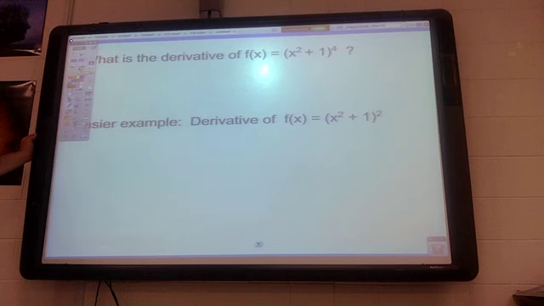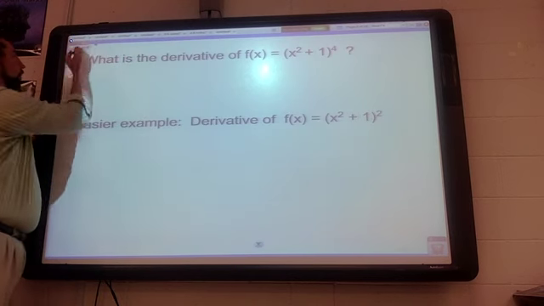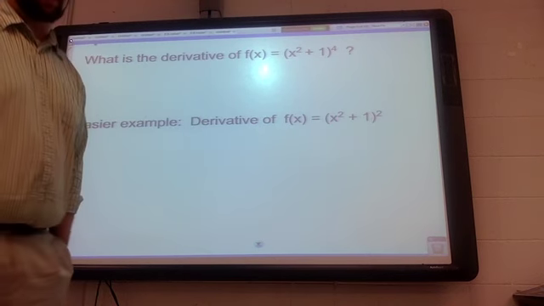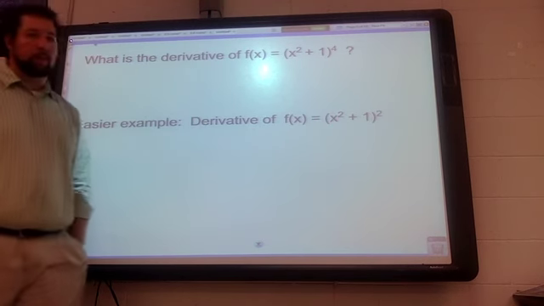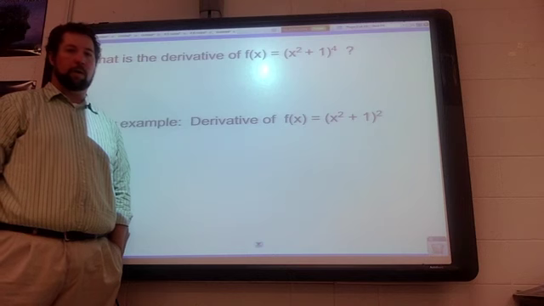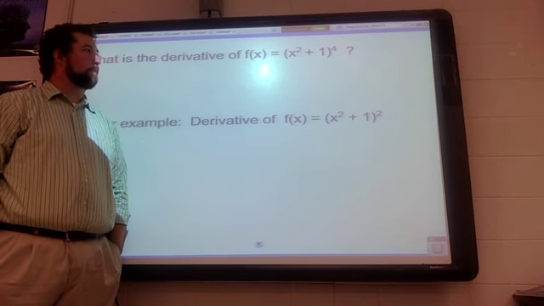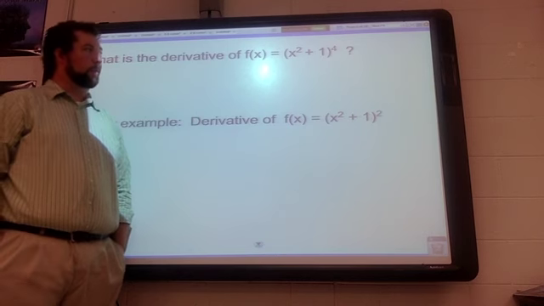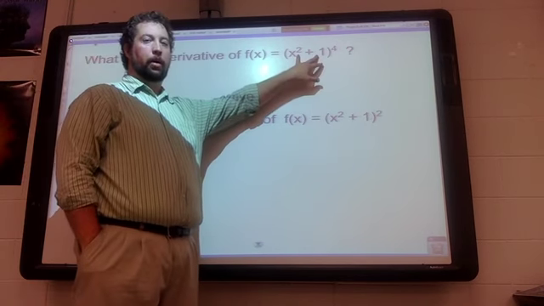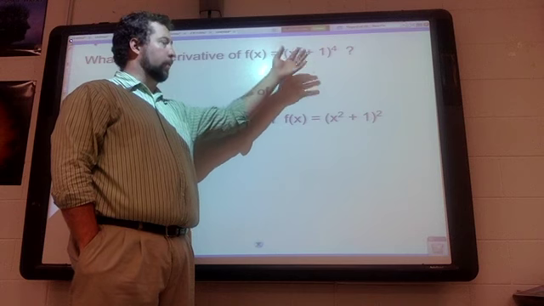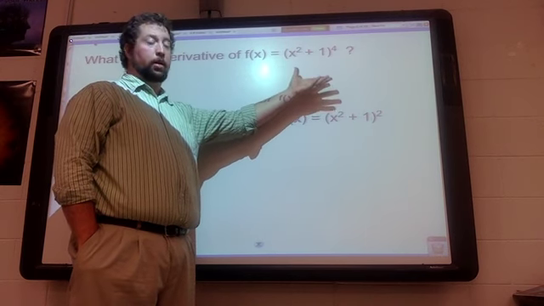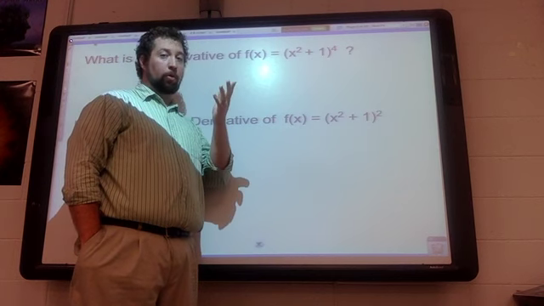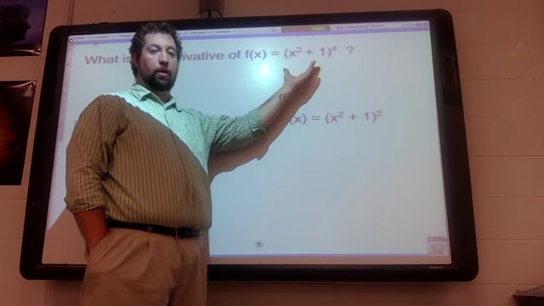Alright, so let's look at this question right here. What is the derivative of this ugly function f of x is equal to x squared plus 1, all raised to the fourth power? So, if we want to just use our regular rules, we'd have to raise this thing to the fourth power and do all kinds of, let's say, Pascal's triangle, expansion of the binomial using the binomial theorem. That's going to be a lot, and you probably don't remember it. Plus, things can get a whole lot harder than that.